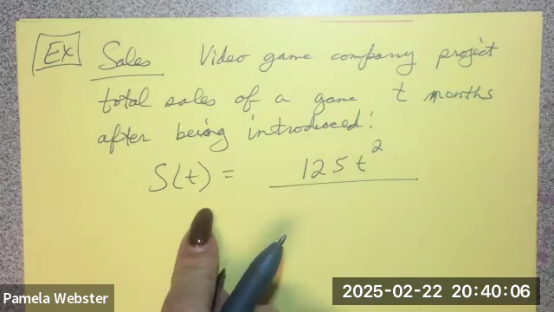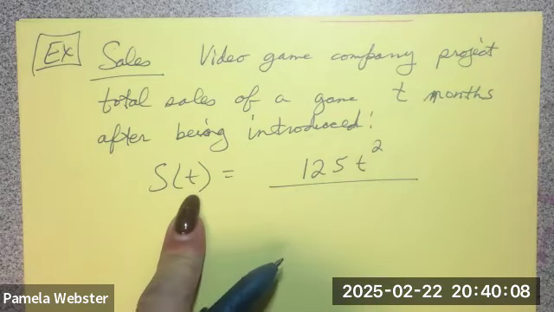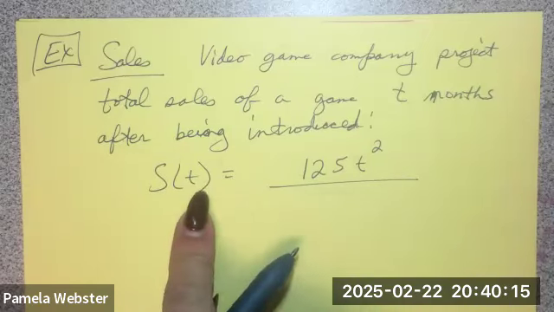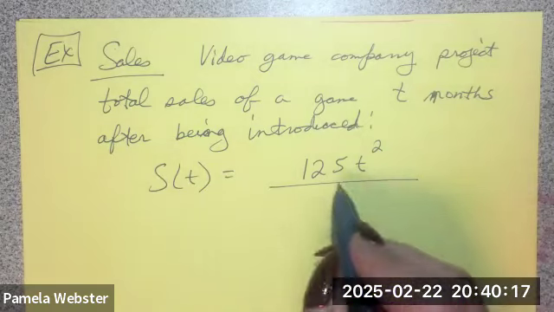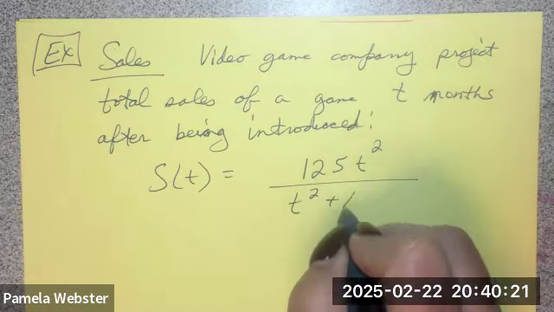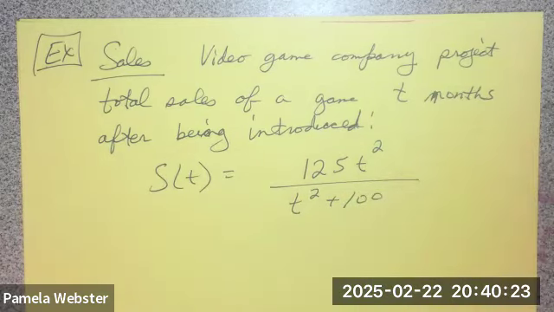Okay. The cells T months after being introduced. So we introduce it in April. May would be month 1, June would be month 2, and so on and so forth, is 125 T squared over T squared plus 100. Okay, that's what they think this is going to look like.